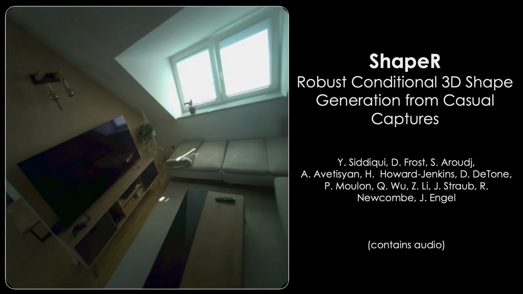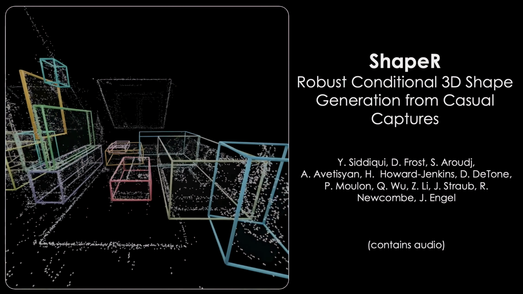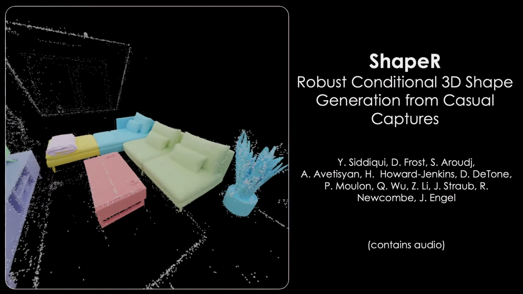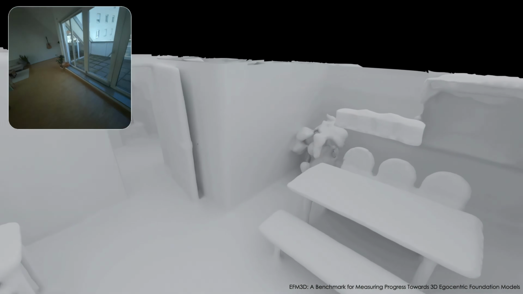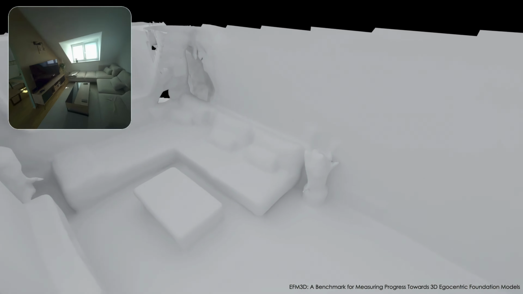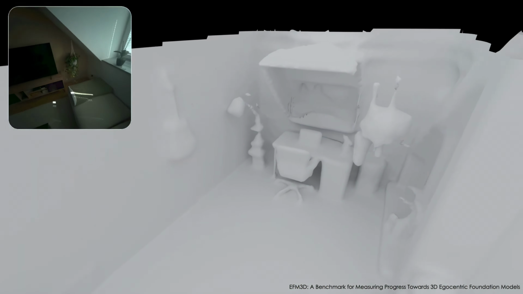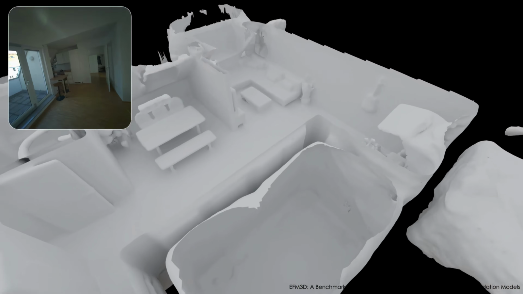We introduced ShapeR, a novel approach to robust conditional 3D shape generation from casually captured sequences. For a casually captured sequence such as the one on the top left, where the observer freely walks across the scene, we can run traditional scene-centric reconstruction, which can give decent metric geometry for all the surfaces observed.